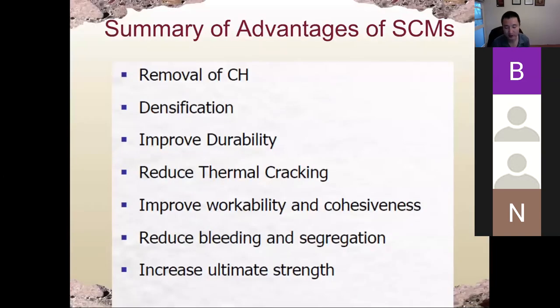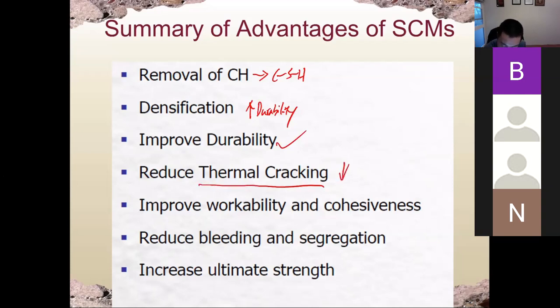So in summary, adding SCMs will transfer the calcium hydroxide into CSH. So that's the major benefit. It will also densify the matrix, the concrete. So by densifying the concrete, it will increase the durability by reducing the permeability. It will also reduce the thermal cracking because it can reduce the hydration heat.